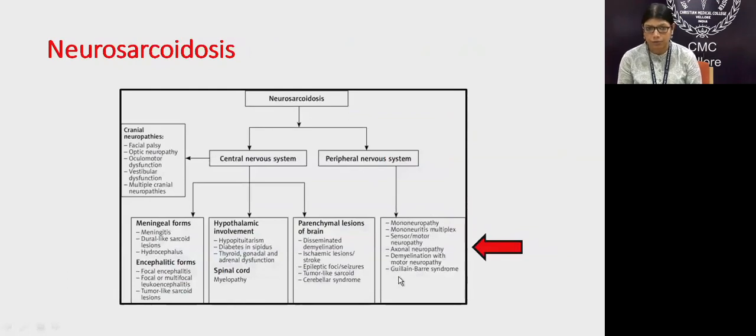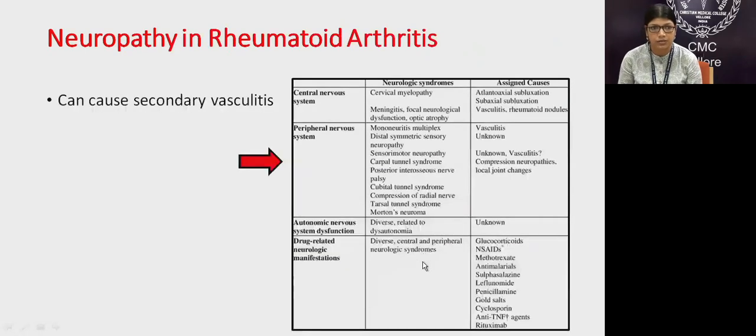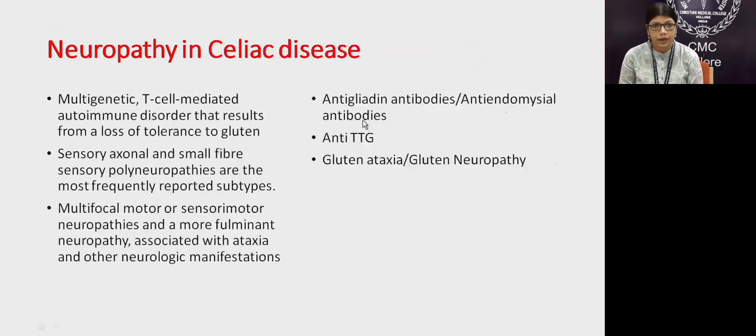Neurosarcoidosis, again, is like an infiltrative disorder. They can present as mononeuropathy, mononeuritis multiplex, axonal neuropathy, demyelinating neuropathy, or very rarely GBS. Neuropathy in rheumatoid arthritis, because of a lot of fibrosis, they can present as an entrapment neuropathy, or because of the secondary vasculitis, they can present as a mononeuritis multiplex, distal symmetric sensory neuropathy also, and vasculitis.